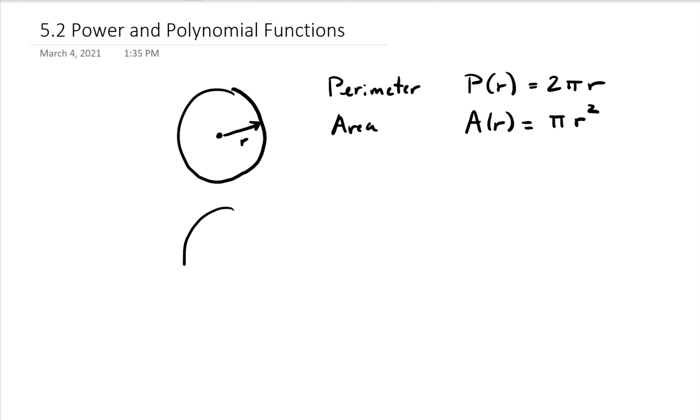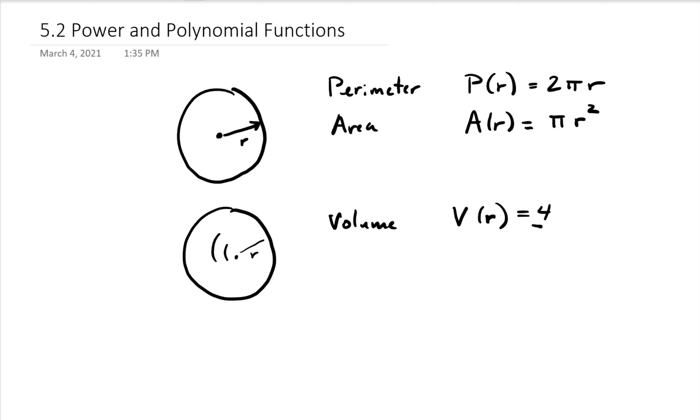And then we could also investigate the volume of a sphere of radius r. So now that's a sphere. So the volume, and there's also a formula for that, which is also just a function of r. It's a function of r because r completely specifies what the sphere looks like. And that's 4/3 of pi r cubed.